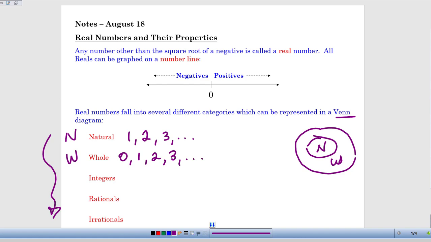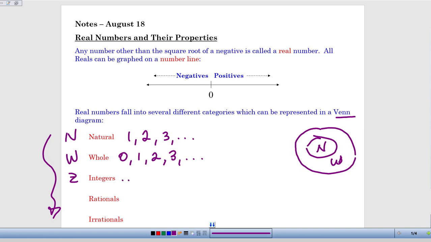Intuition might tell us that we're going to use the letter I to represent the integers, but in fact we are going to use Z. The reason is, if we look down the page a little bit, we can see that the irrationals also start with I, so that's where the I is going to come in. The integers is the first place where we start to introduce negative numbers. We still are not using decimals or fractions when we're talking about integers, but we do introduce negatives.